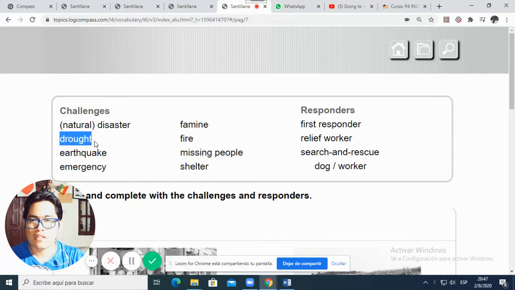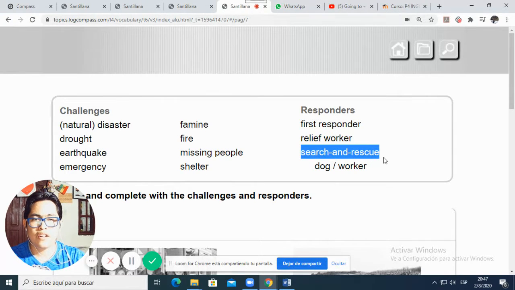Disaster, drought, earthquake, emergency, famine, fire, missing people, and shelter. Now let's practice this part here. Repeat, please. Responders. First responder. Relief worker. Search and rescue.